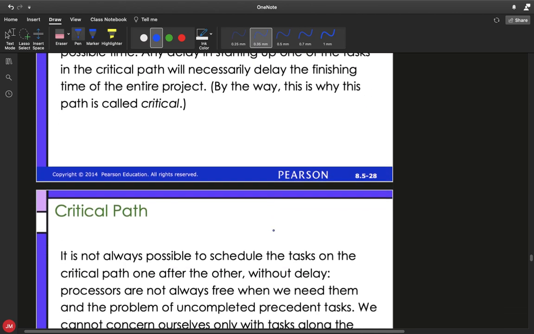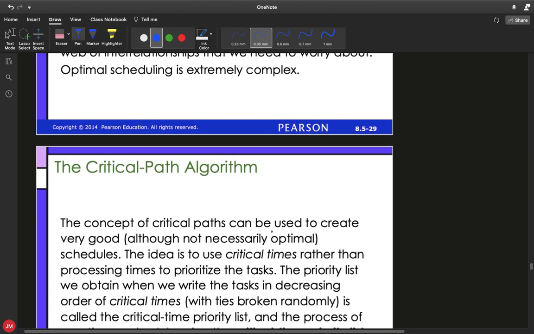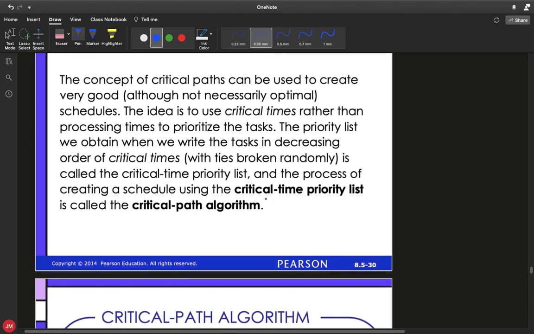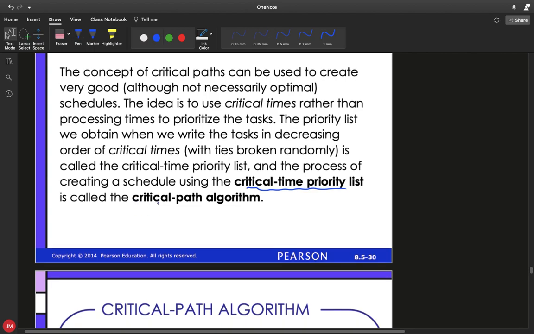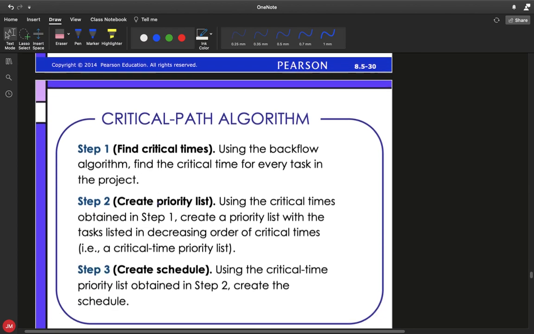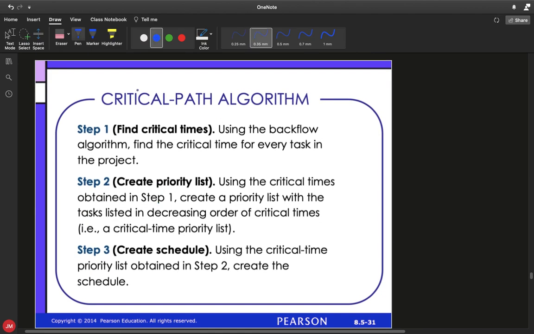All right. So when we want to get to the actual scheduling of this, we're going to need to create a critical path priority list. And when we do that using the critical path algorithm, that's going to be kind of how we make our schedule. So what we're going to do, step number one, and this would be a good slide to make sure you copy down, is to use the backflow algorithm to find all of the critical times for every task in your project. So there's your step one. That's basically what we just did.